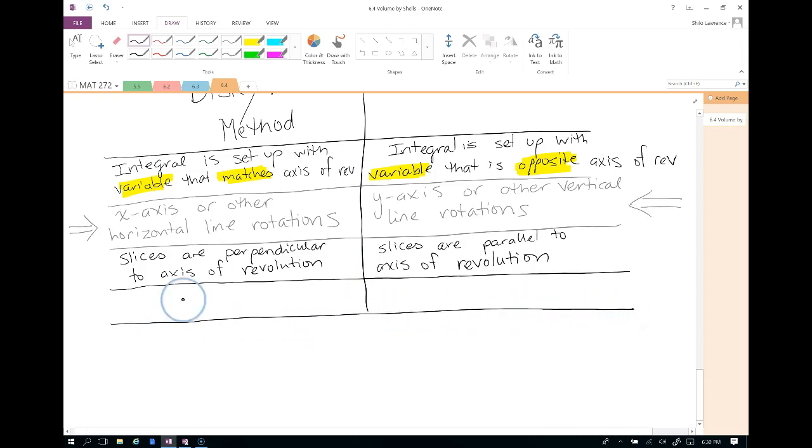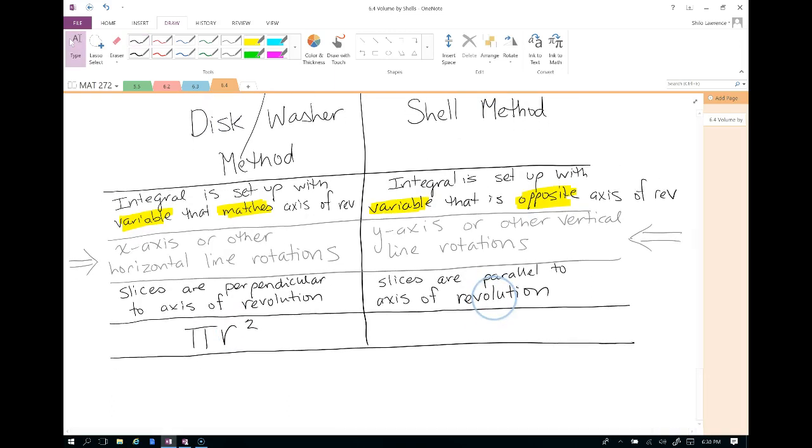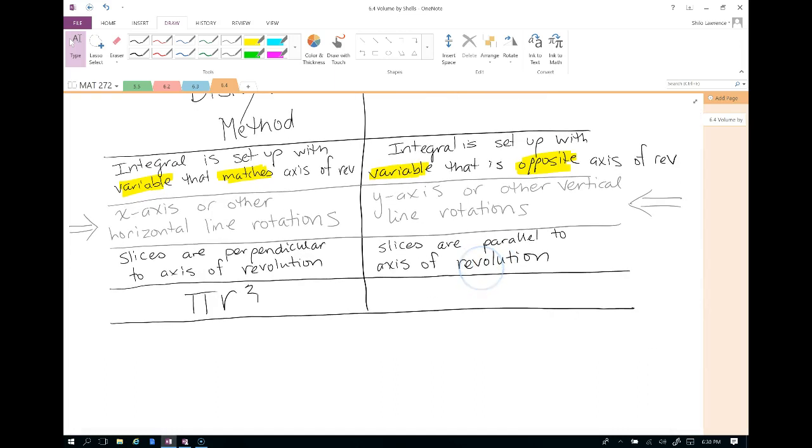The disk method is based on the area of a circle, which is pi r squared. So that's why inside of the disk method formula, in our integrand, we see pi times the radius function squared. But our shell method formula is based on surface area for a cylinder, which is 2 pi r h. That's what we see inside of our integrand. And I'm sure there's lots of other little things that we could point out. These are the most important.